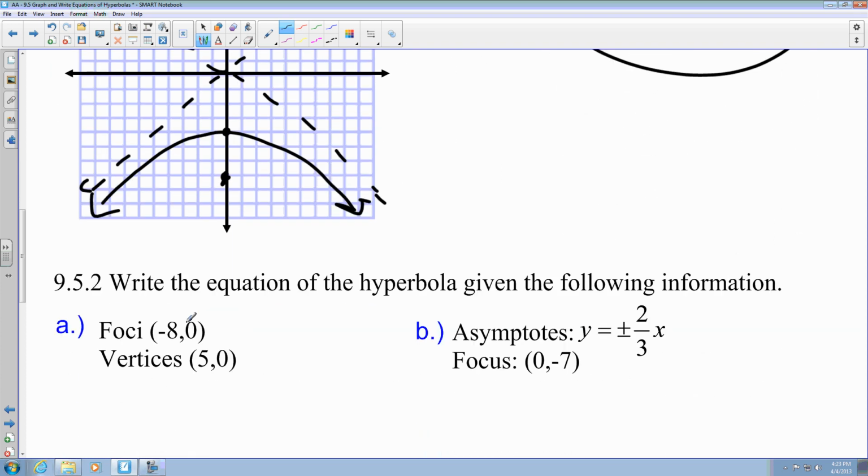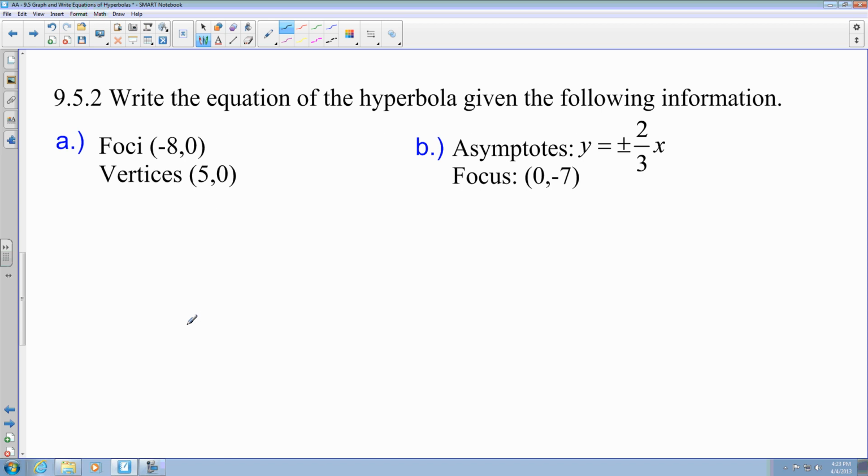Okay. Last thing, they're going to give us some points on our graph, and we're expected to write an equation from the information given. So they tell us that the foci is at the coordinates -8, 0, and the vertices is at 5, 0. So this means that these two values are on the x-axis, so that means we're dealing with an x squared over a squared minus y squared over b squared equals 1. So this gives me c, and this gives me a.